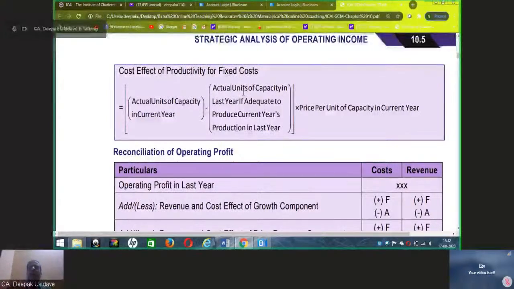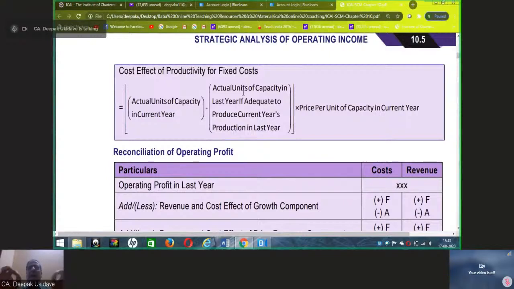Inside the bracket, number of units of capacity. Outside the bracket, price per unit of the capacity in the current year. So we have the productivity component divided into one part only, and that is cost effect, but cost effect is divided into variable cost and fixed cost. Now based on this analysis, this is called strategic analysis of profitability.